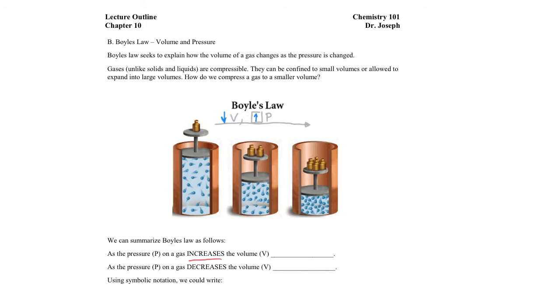It turns out this is the basis of Boyle's law, so let's summarize these observations. As the pressure on a gas increases, the volume decreases, and as the pressure on a gas decreases, the volume increases. This is an inverse relationship, or an inverse proportionality. What I mean by that is, as one goes up, the other variable goes down, or vice versa.